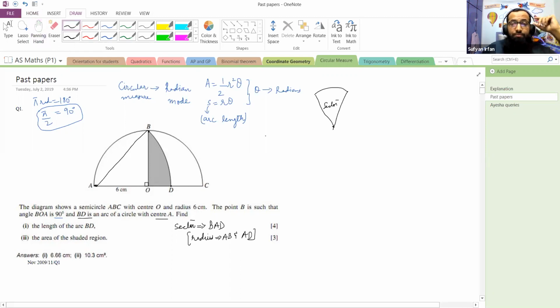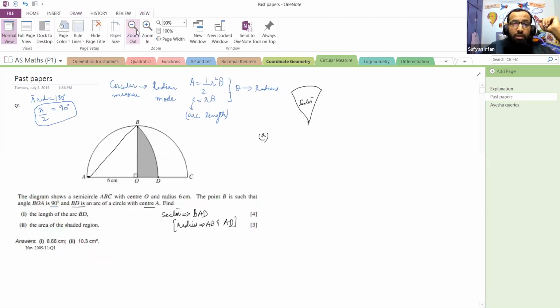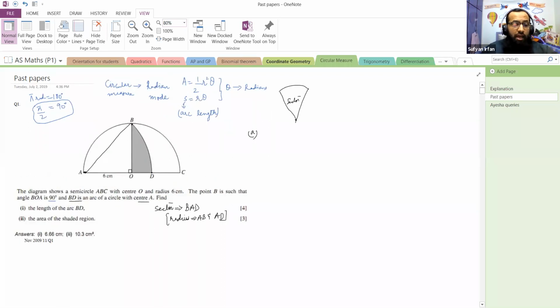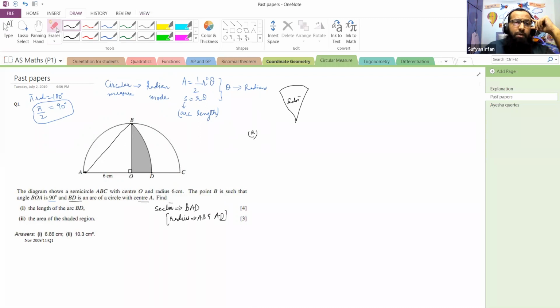Let me zoom out so that there's more space for me to write. And if you're watching online from a cell phone, you can zoom in yourself if it looks small. So whether we talk about part 1 or part 2, in both cases we need the radius. How can we find the radius? We know that OAB is a right angle triangle.